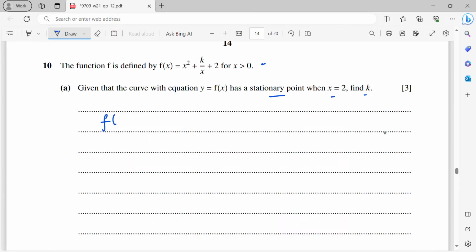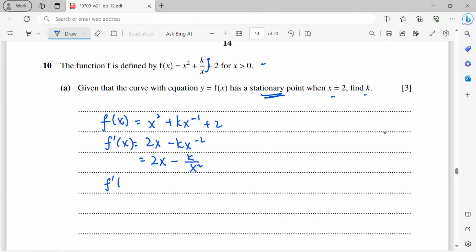So now I will write f(x) is x squared plus k x power negative 1 plus 2. Okay, I move up the x. Then now my f prime x is 2x, the minus 1 you bring down, minus k x power negative 2. Then I change this to 2x minus k over x squared. Now when stationary points means f prime x equals to 0, which means now 2x minus k over x squared equals to 0.